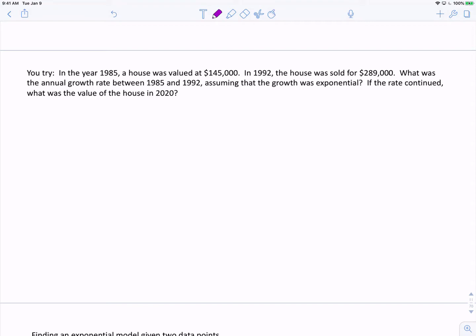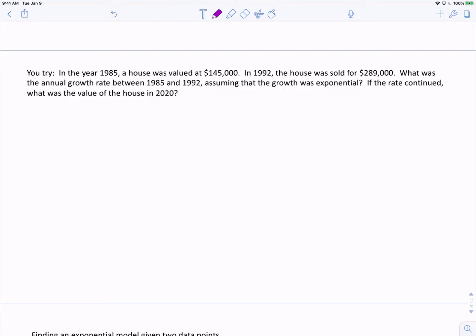So when we first moved to this area after renting for several years, we were able to buy a house in 1985. In 1985, a house was valued for $145,000. We sold it in 1992 for about $289,000, and the growth of real estate at that time was exponential. So what was the growth rate, assuming the growth was exponential? And if the rate continued, what was the value of that same house in the year 2020?